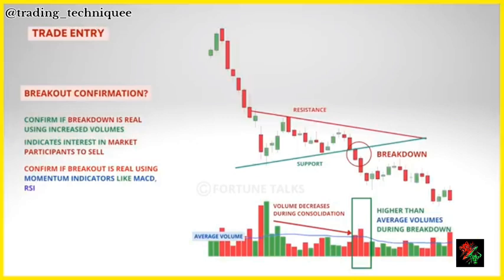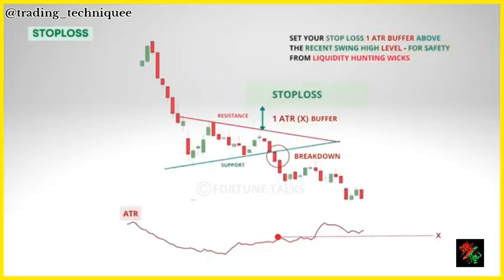Now make sure to validate the breakdown every time using volumes or momentum indicators or both. Now the volume generally declines during the pennant formation and it increases above average when the breakout happens. Now the stop loss can be kept above the swing high level of the pennant, and providing a buffer above the swing high can deal with the unexpected overshoots and stop loss hunting.